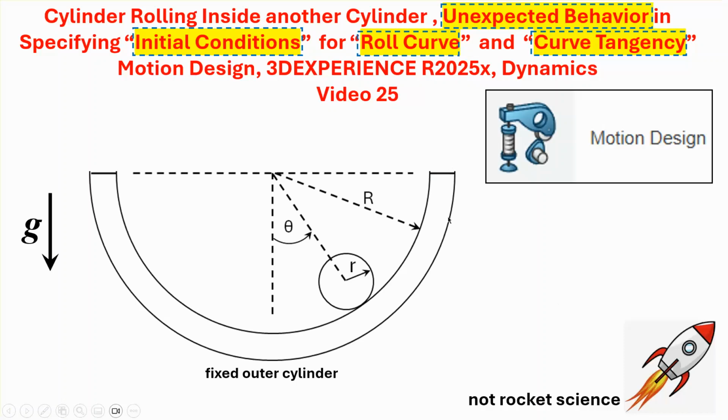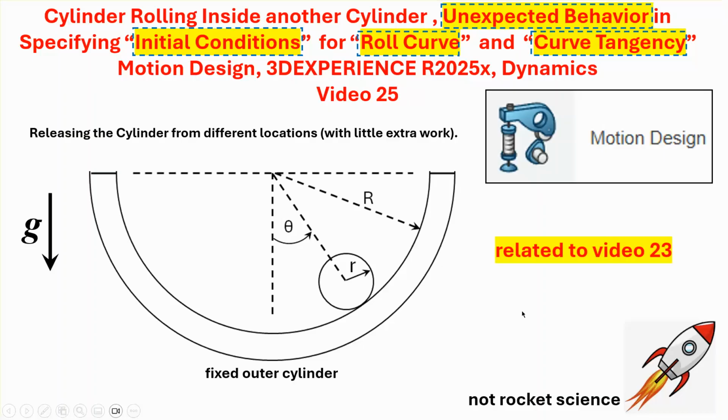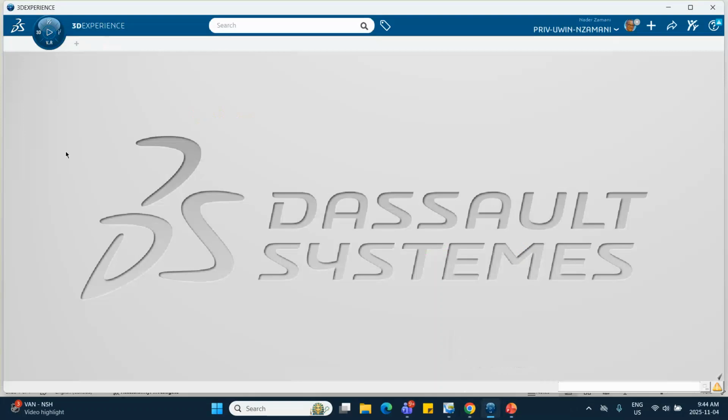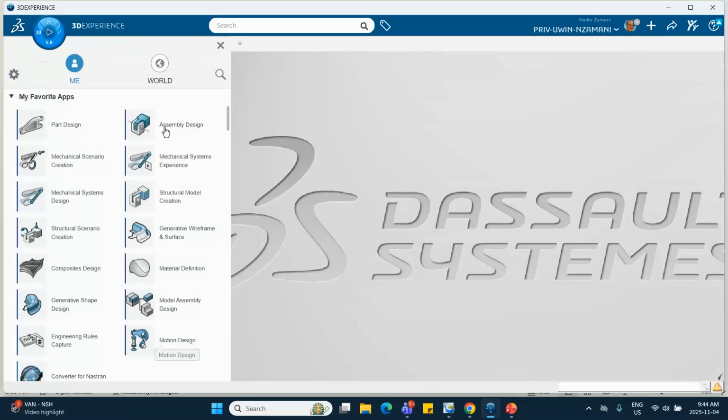We have a fixed outer cylinder and a cylinder inside of it, which is rolling. This inside cylinder is rolling on that surface, and we want to do it so that this cylinder is initially released at different heights or different positions along the outer cylinder. Okay, so let's go ahead and start with the assembly design.